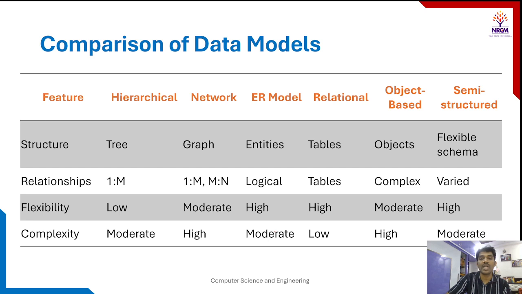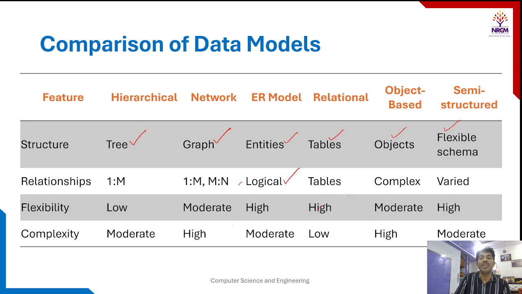Now we are going to see the comparison of all these models. The structure of the hierarchical model looks like a tree structure, and this one is like a graph structure. There's a difference. Here in the ER model we discuss entities, in the relational model we have tables, and here objects, and it's a flexible schema. Coming to the relationships, 1 to m, m to n. This is the entity model. We have relationships here and relationships there.